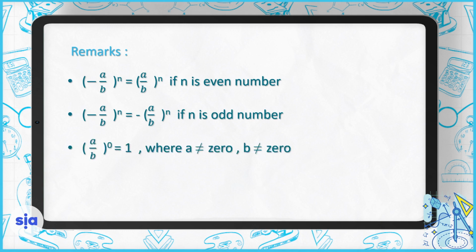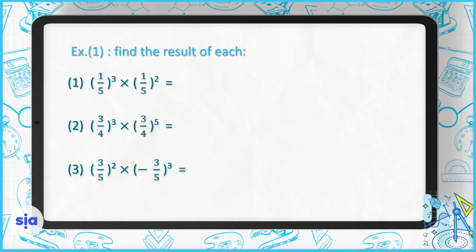Anything to the power of 0, like in this fraction, a over b to the power of 0, the result is always 1. Anything to the power of 0, the result is always 1. But in this case, a cannot be 0 and b cannot be 0. Let's now move to exercise number 1. Find the result of each of the following.